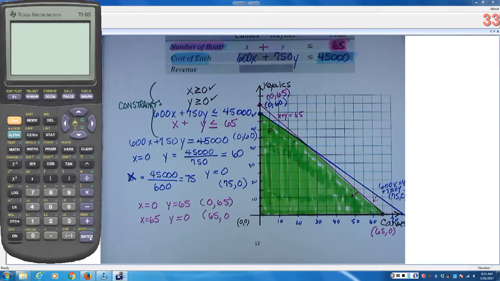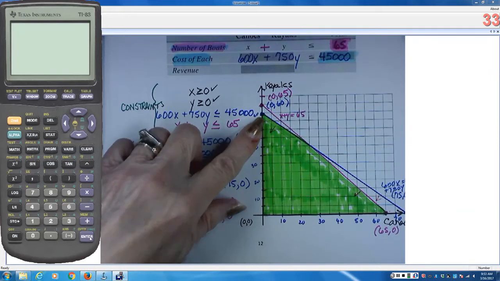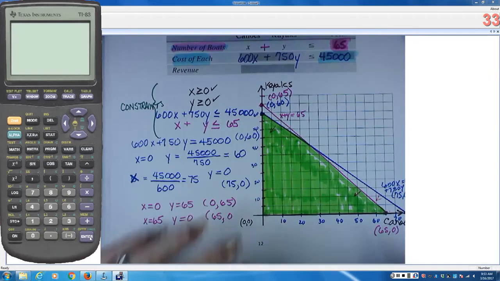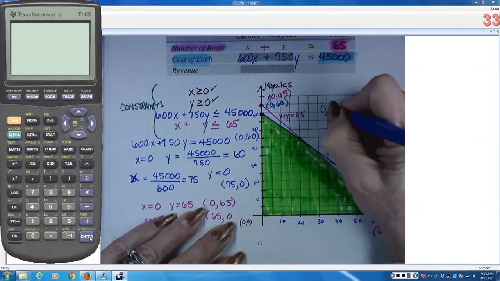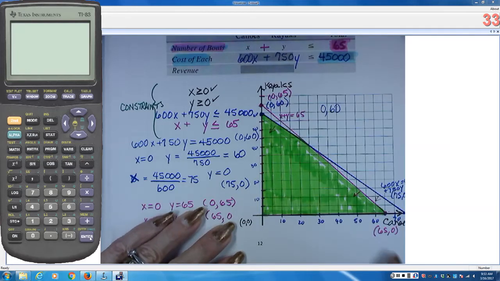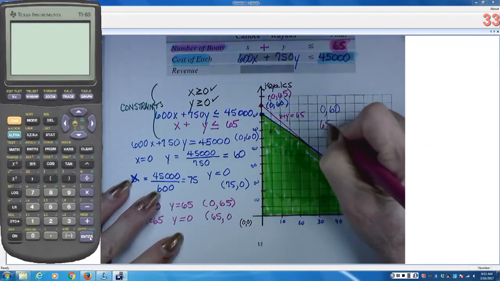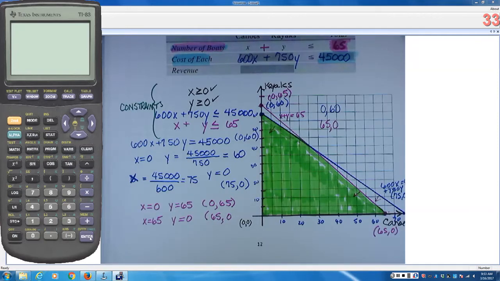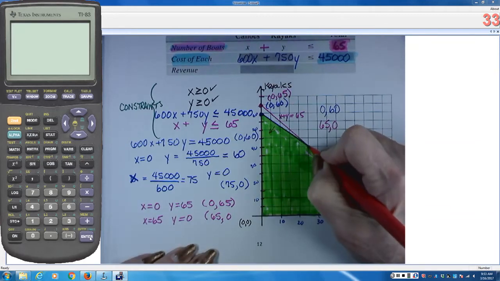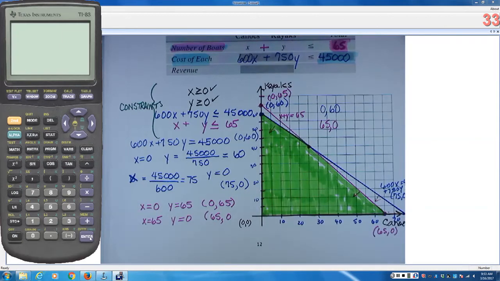And I already have some of the corner points. This is one of the corner points, 0, 60. This is one of the corner points, 65, 0. And the only one that I don't have then is where they cross. I need that one.